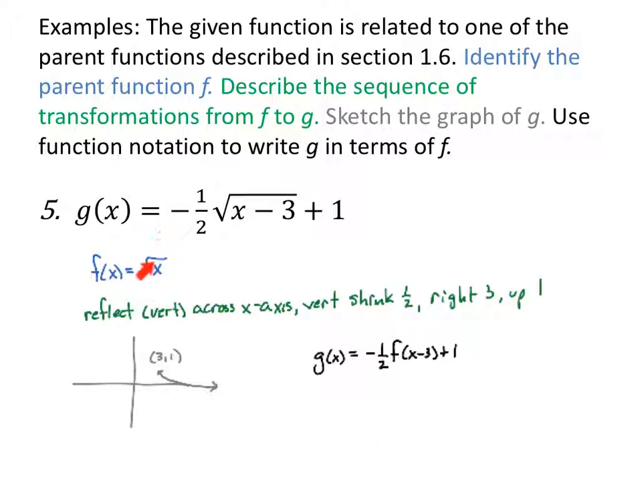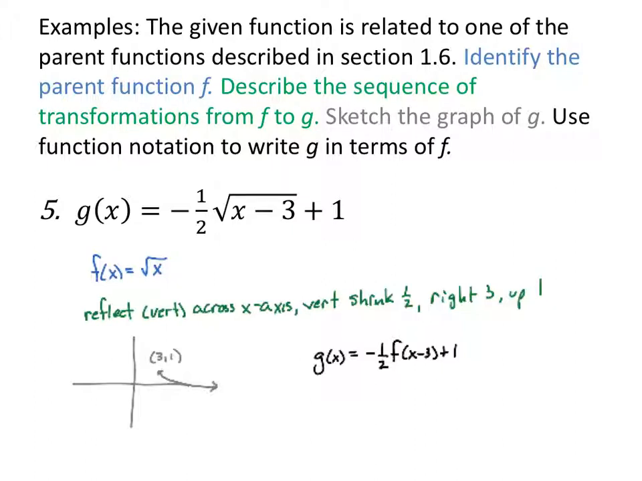The negative in front is a vertical reflection across the x-axis. The 1/2 is a proper fraction between 0 and 1, so it's a vertical shrink of 1/2. Under the radical, inside the function itself, I subtract 3, therefore I go right 3. On the outside of the function, I add 1, so it's up 1.